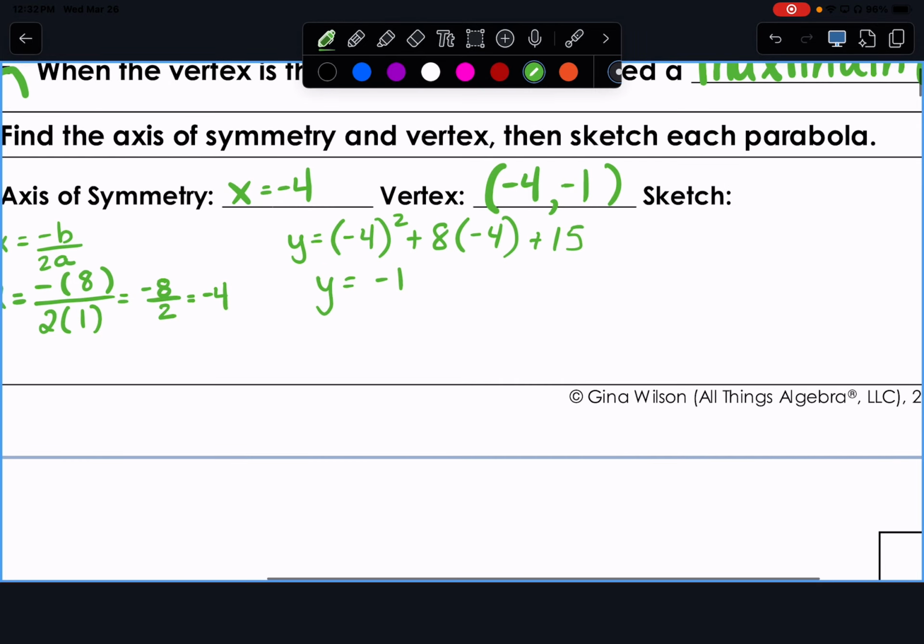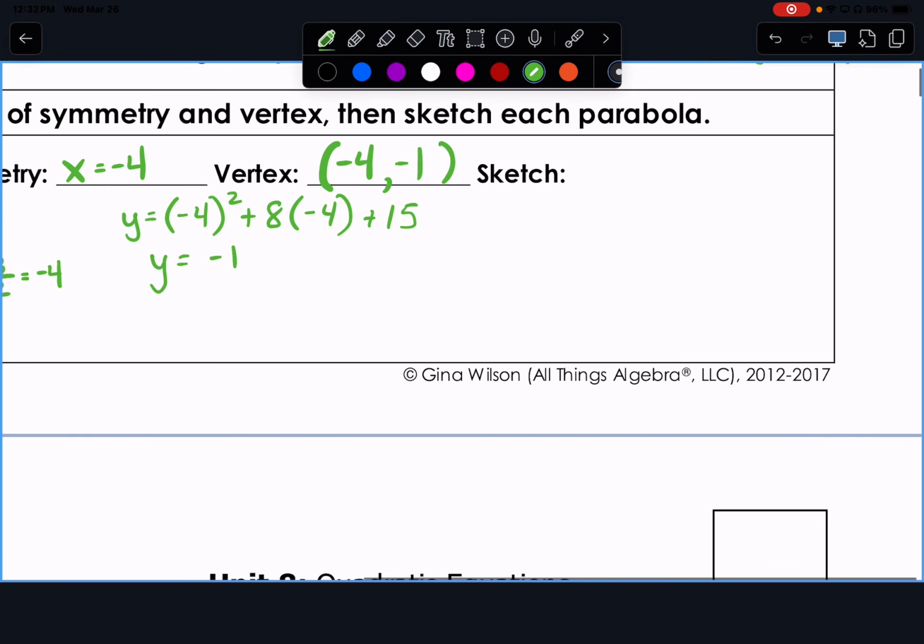So now we are going to sketch this. Is this graph going to open up or down? Up, because A is positive. So we sketch that. Okay. And also on this sketch, we're going to sketch on there our axis of symmetry. And we're going to label it as x equals negative 4. And we also need to sketch on there our vertex and label that point.